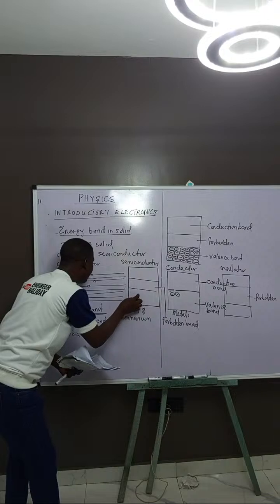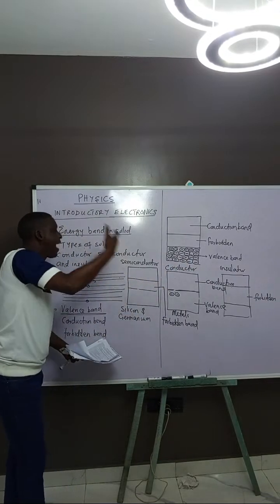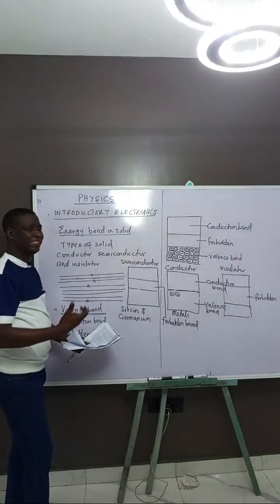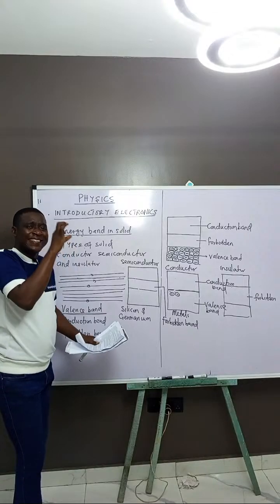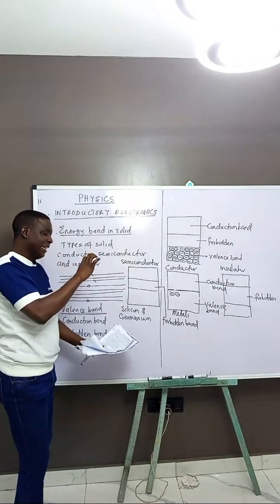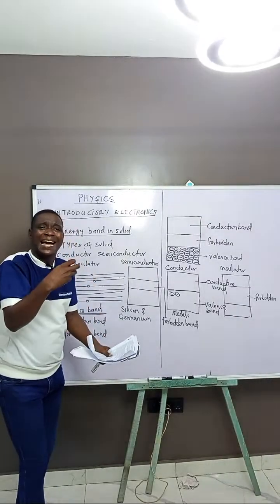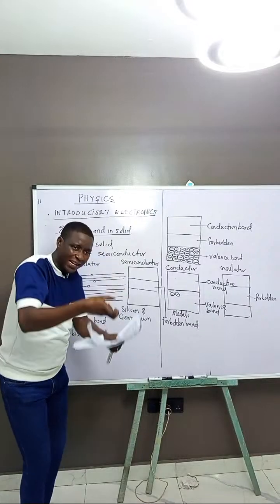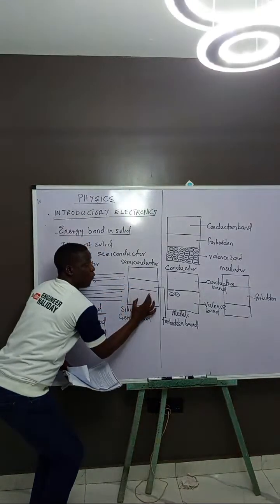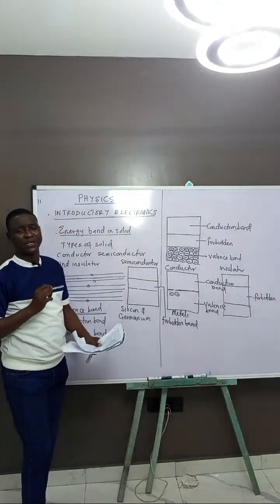The electron will move from the valence band to the conduction band by thermal agitation, thermal influence. That is to say, they cannot just get to the conduction band freely. They need temperature. There is a need for temperature influence for an electron to move from the valence band to the conduction band. Listen to me.